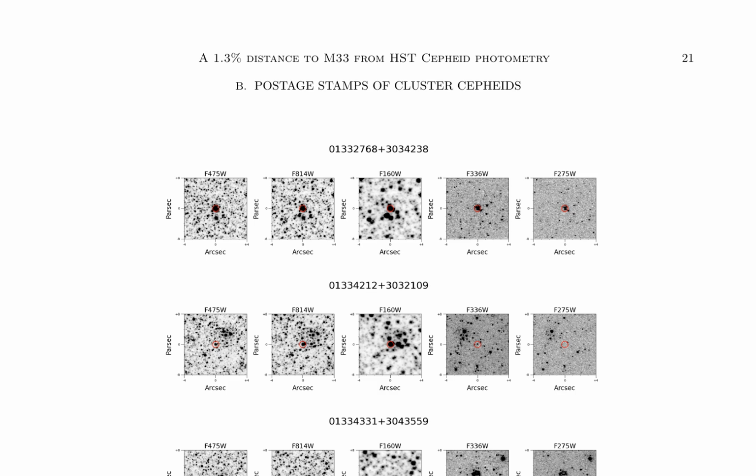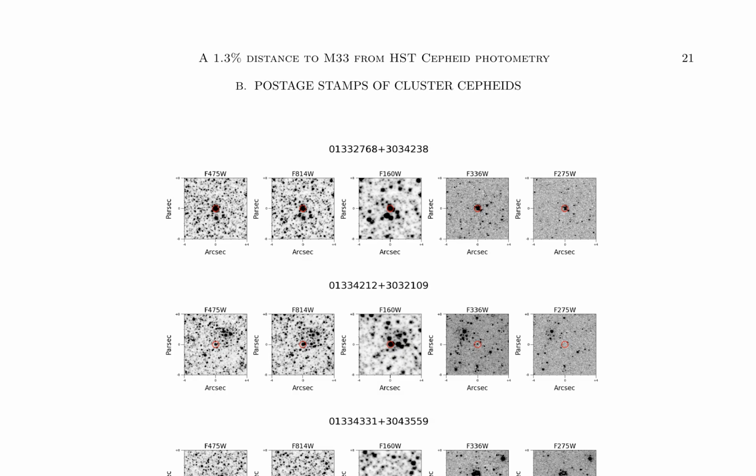Figures and tables in this section include Table 9, which lists the properties of the Cepheid candidates, and a series of CMDs and PL relations that illustrate the selection criteria and properties of the Cepheid sample. The authors present a detailed analysis of the distance to M33 using Hubble Space Telescope, HST, Cepheid photometry, achieving a precision of 1.3%. This analysis is built upon the detection of cluster Cepheids, which are showcased in figures 11 and 12. These figures display postage stamps of the 10 cluster Cepheids identified through a cross-match procedure, Section 5, with each stamp representing a different filter.